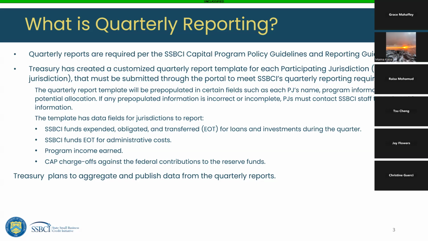There are 4 key data elements that the jurisdiction will need to complete on the template, which are outlined on this slide. The first one is program EOT. EOT is expended, obligated, or transferred for programs and 171 services to portfolio companies. Admin EOT, program income, and cap charge-offs. So those are the 4 basic data elements that need to be completed when submitting your quarterly report. Okay, moving to the next slide.